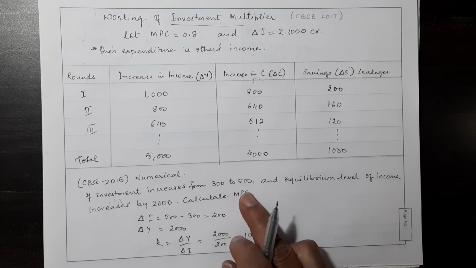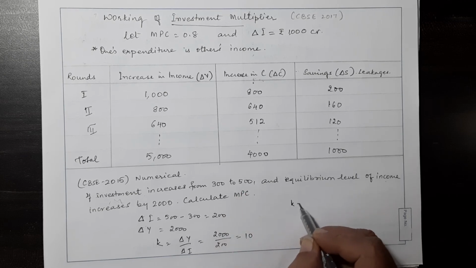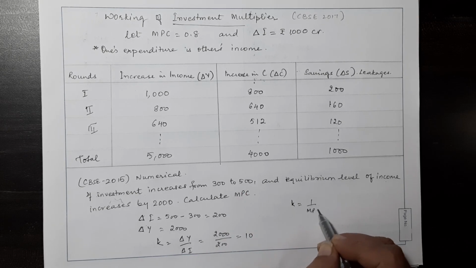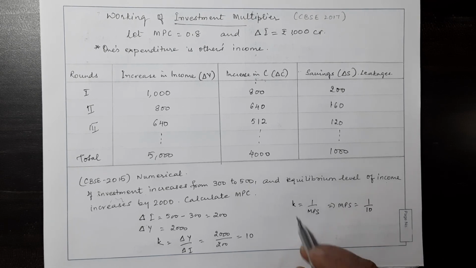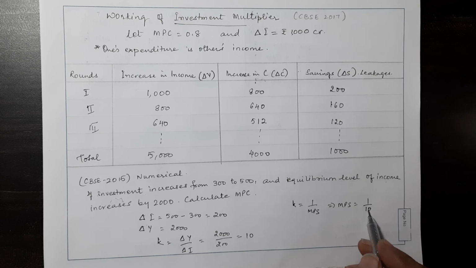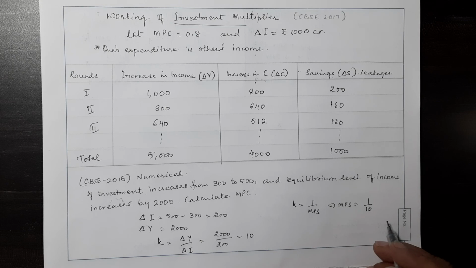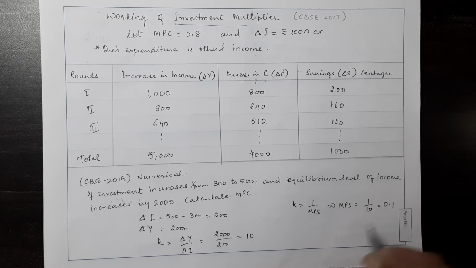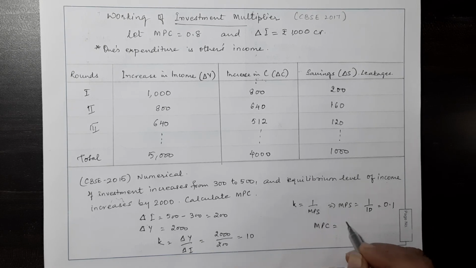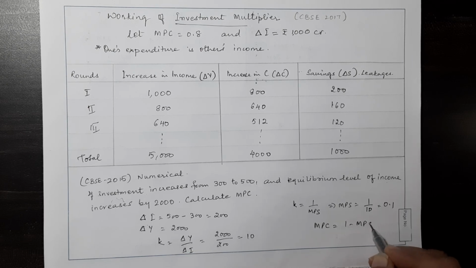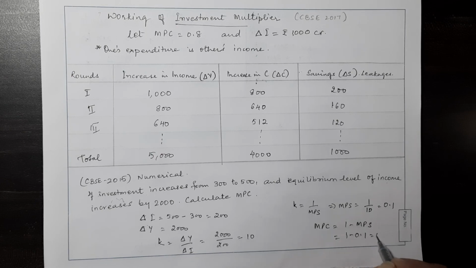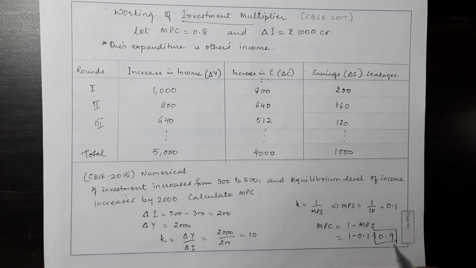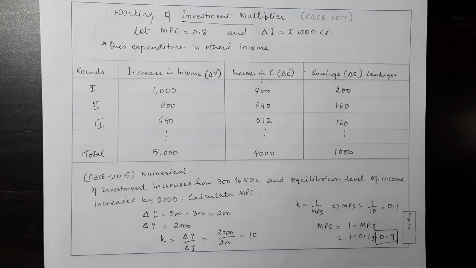Now we need to find MPC. We know K is equal to 1 by MPS, which implies MPS is equal to 1 by K, and since K is equal to 10, it goes down to the denominator. So MPS is equal to 1 by 10, which is equal to 0.1. MPC will be equal to 1 minus MPS, because we know MPC plus MPS is equal to 1. So this will be 1 minus 0.1, which is equal to 0.9. So this is the value of MPC. That's how we calculate MPC.